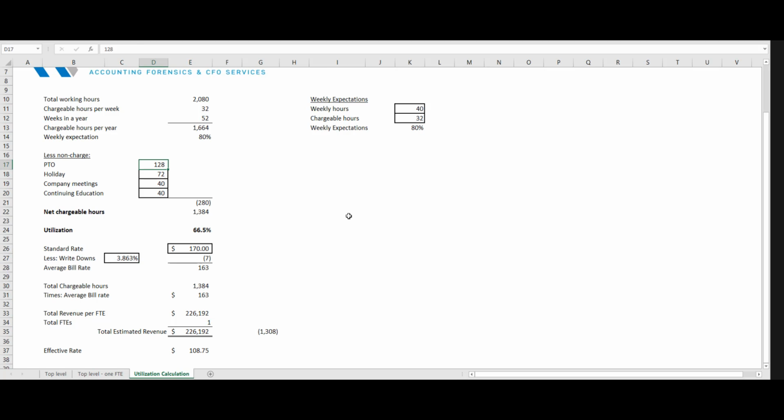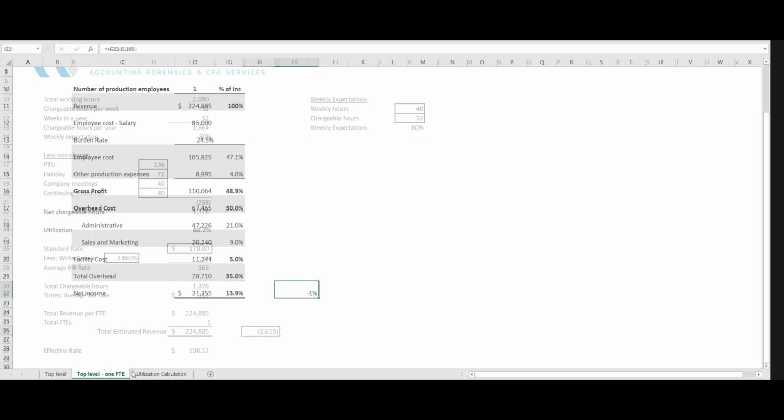Now, let's say you wanted to give them, let's say 2 days. So instead of 128 hours, they now go up to 136 hours. Well, again, $2,600 there.